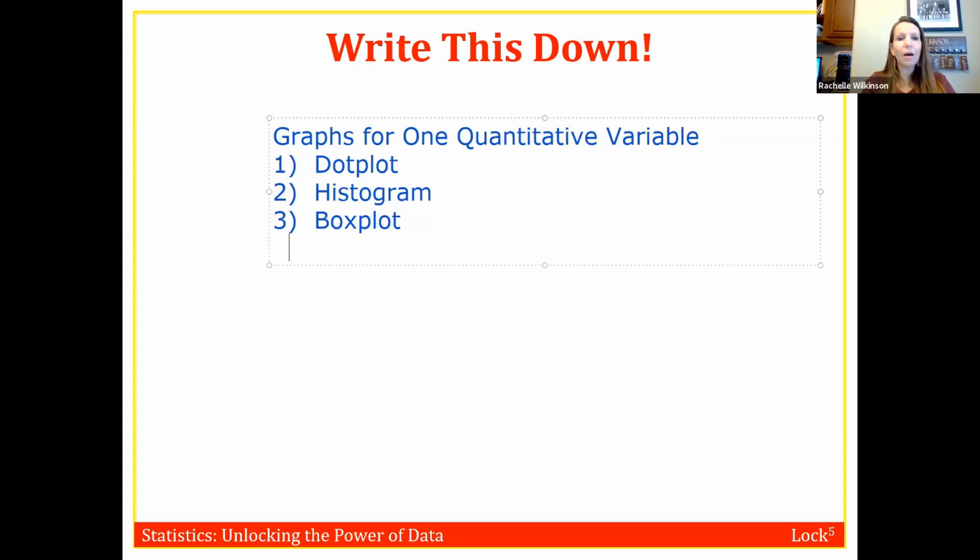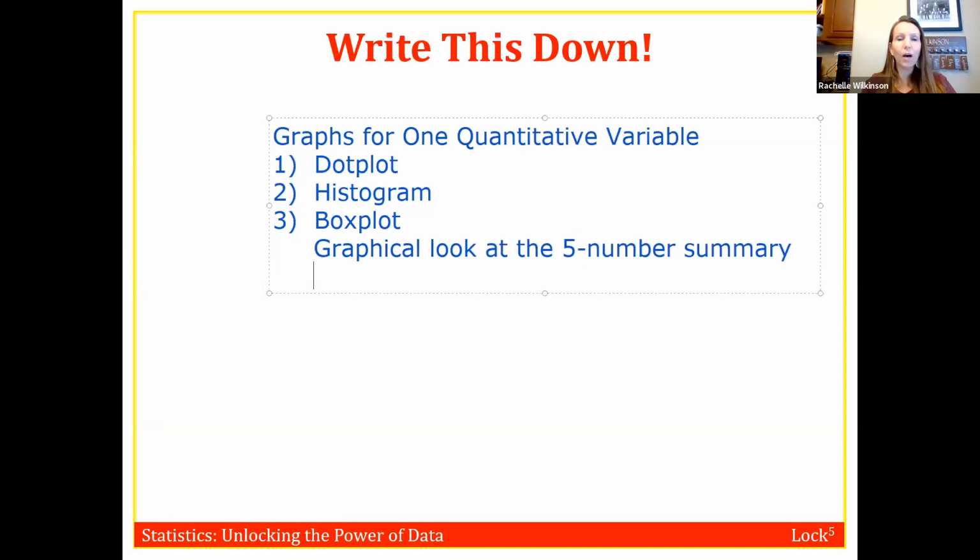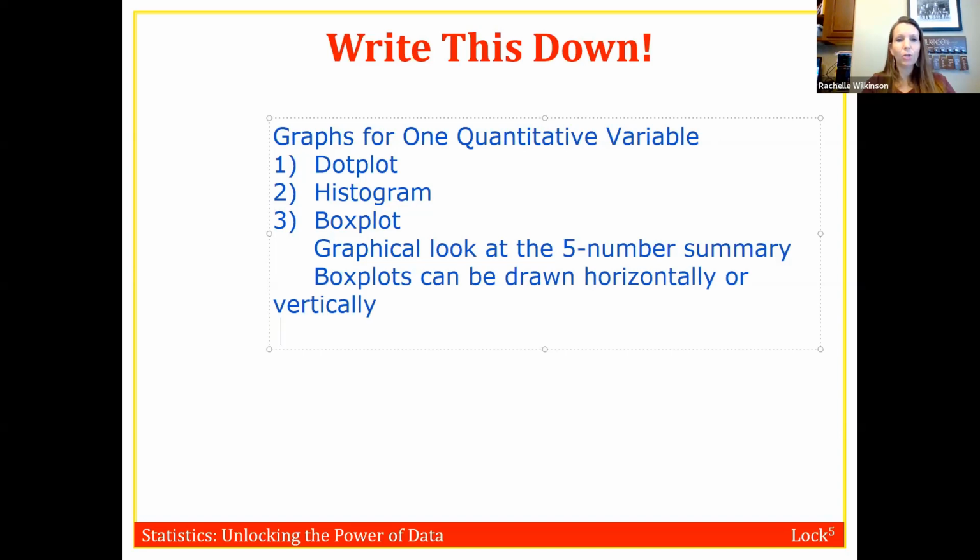Basically, a box plot is a graph of the 5-number summary. So it's a graphical look at the 5-number summary. When we draw our box plot, you can draw it either horizontally or vertically, and you'll see them both ways. Here's what we're going to look for on the box plot, and then we'll talk about how to actually construct it.